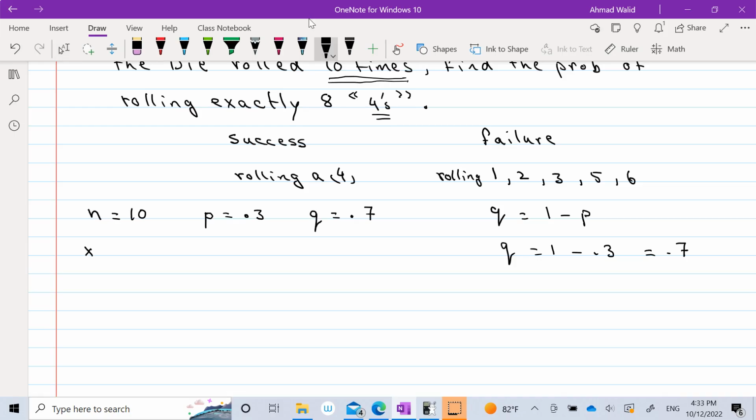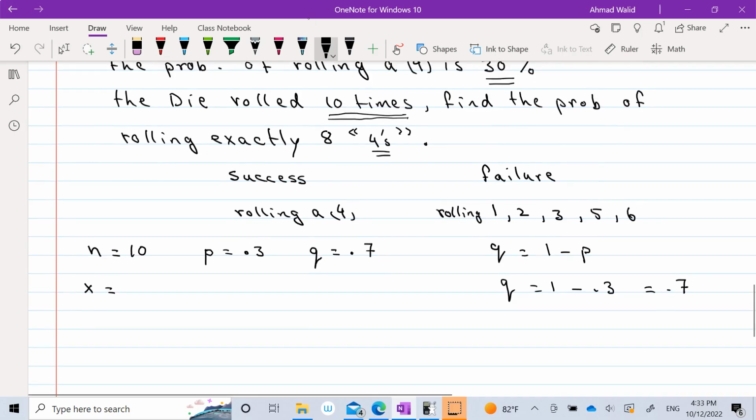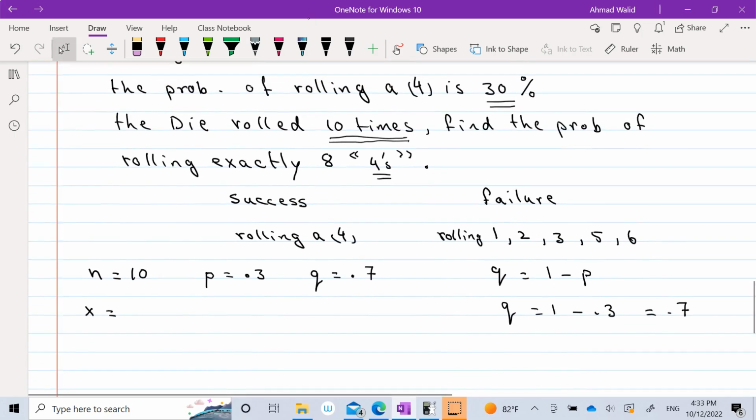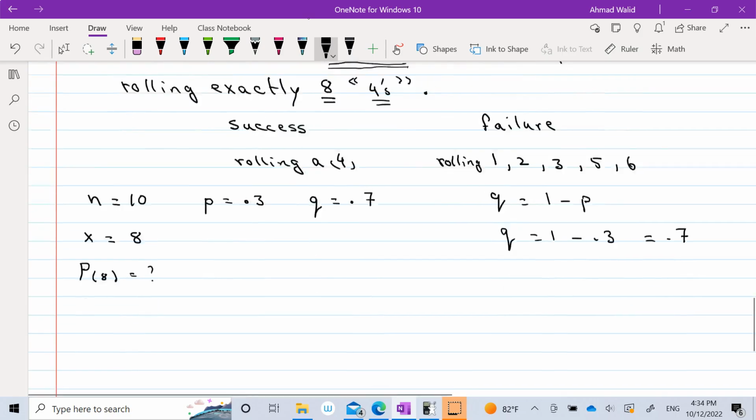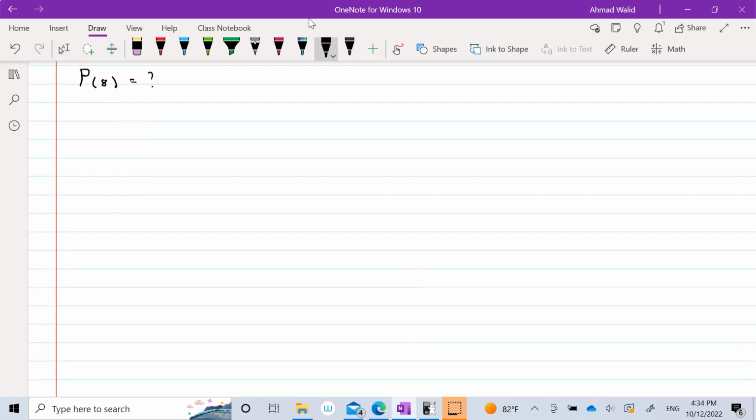X, how much is my x? What is the number of successes that you are looking for? 8. Find the probability of rolling exactly 8 fours. X is 8. Correct? Now here you need a formula. You are looking now for P of 8, or P of X, which is here P of 8. Correct? You need a formula to solve this problem.